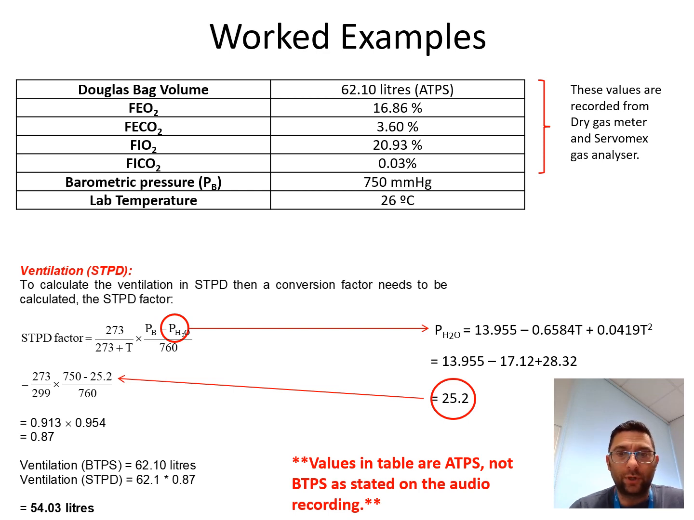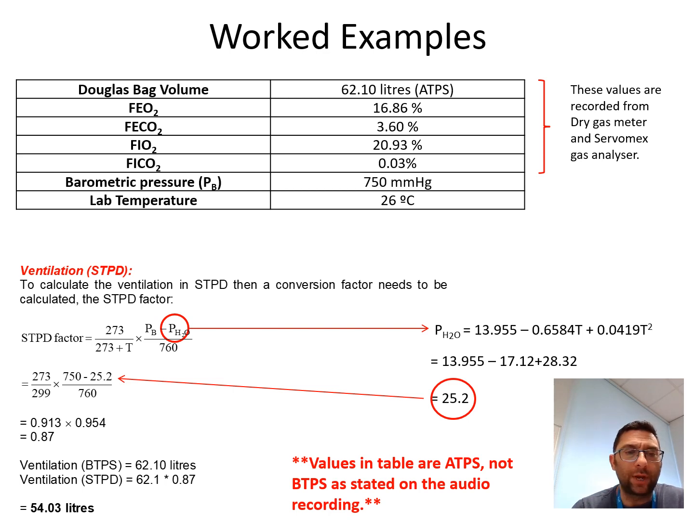So what I would do first is work these two bits out first. 0.6584 times temperature, which is 26, gives you 17.12, and then 0.0419 multiplied by temperature squared, again 26 squared, is 28.32. So overall, you've got 13.955 minus 17.12 plus 28.32. And that gives us a value of 25.2. So that is the pressure of water vapor.